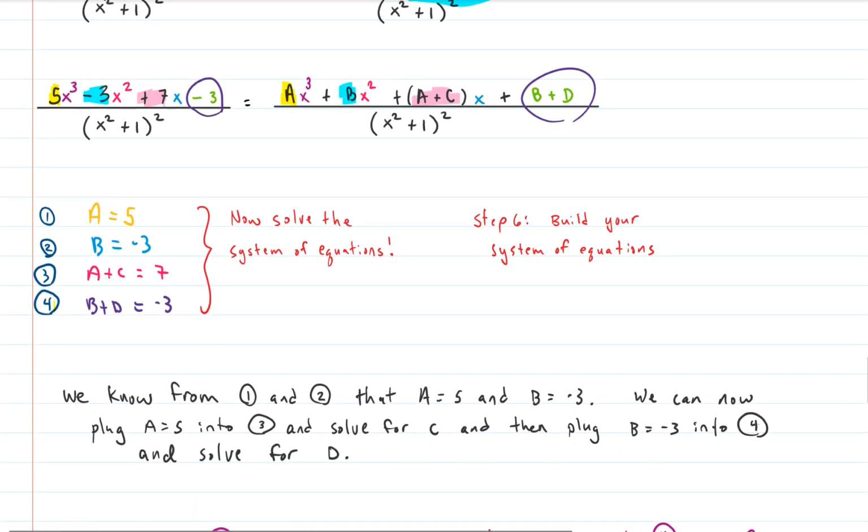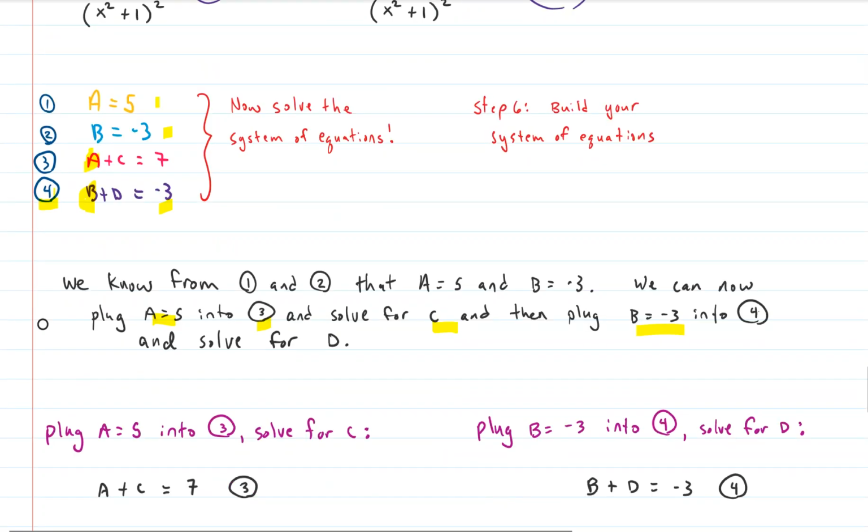So we can see from these equations that, first off, a equals 5 and b equals -3. So those two variables are already solved. Now we can plug a equals 5 into equation 3 right there and solve for c. And then we can plug b equals -3 into equation 4 right here and solve for d. So let's do it.